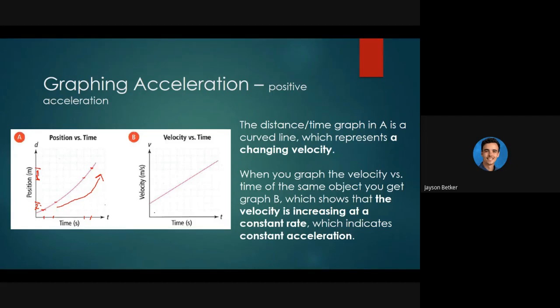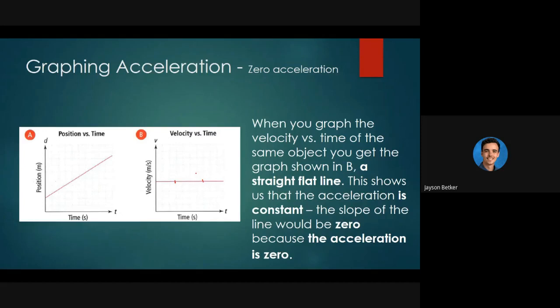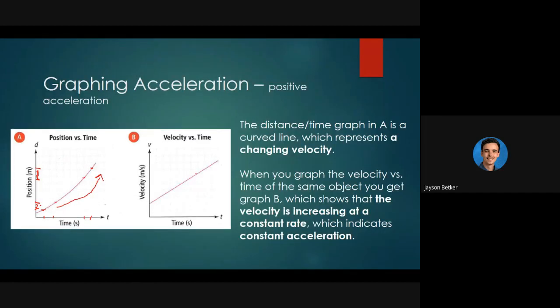That means that the object is getting faster. So this represents a change in velocity. When you graph the velocity versus time of the same object, you get something that looks extremely similar to what we saw on the last slide. And that's just because it's a constant acceleration. The velocity is increasing at a constant rate.